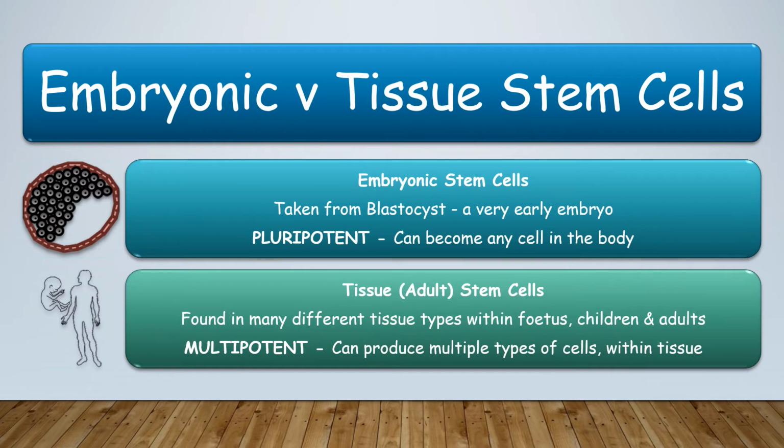The second being tissue stem cells, sometimes referred to as adult stem cells, but that is a misleading term. They are found in many different tissue types within fetus, children and adults, although at one point it was thought that there were different types of stem cells, child and adult and fetal, but there isn't. These are multipotent. They can produce multiple types of cells within tissue. A good example being blood stem cells, which are found within the bone marrow. Those can be differentiated into the different blood cells, red blood cell, phagocytes, lymphocytes, etc.